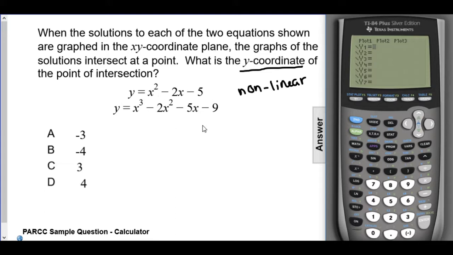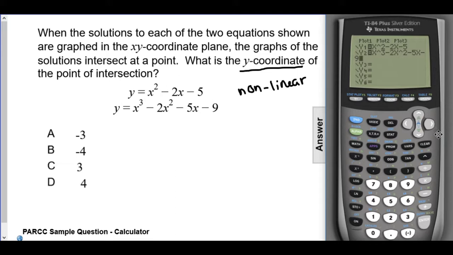Since there's exponents, I'm going to have to use the caret button, which is under the clear button. So x squared will be x caret 2 minus 2x minus 5 for the first equation. I'll scroll down to the second equation, x cubed, or x caret 3, minus 2x caret 2, for minus 2x squared, minus 5x minus 9.